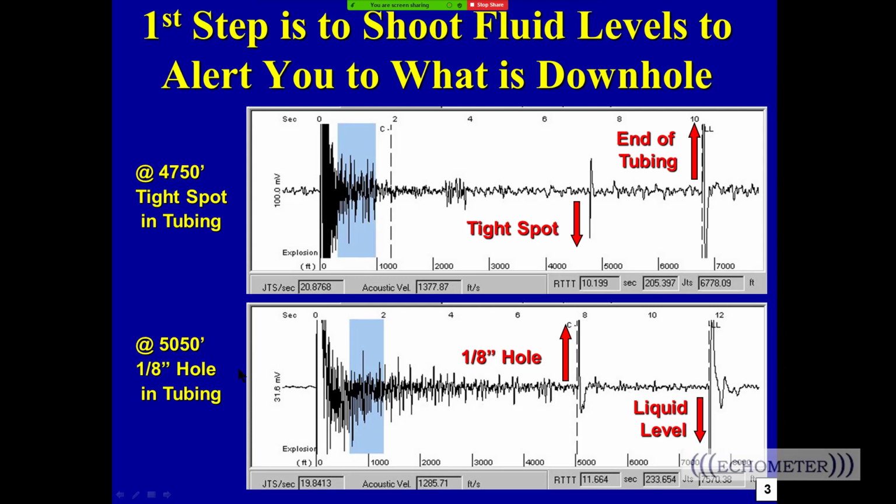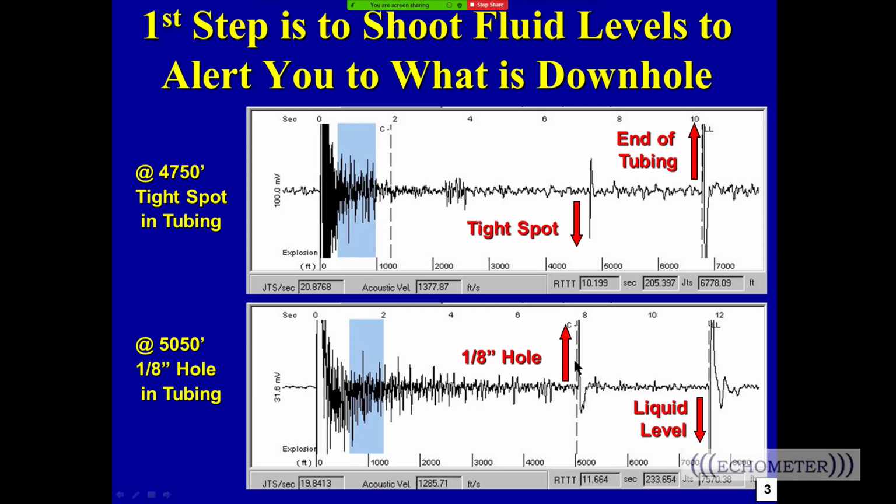Now this is another plunger lift well, and the plunger was coming to the surface only about 20% of the time, and so the operator caught the plunger and shut the well in overnight. He came back in the morning, he shot the fluid level, and he could see the upkick at the hole in the tubing, and a downkick, liquid still in the tubing, above the tubing.